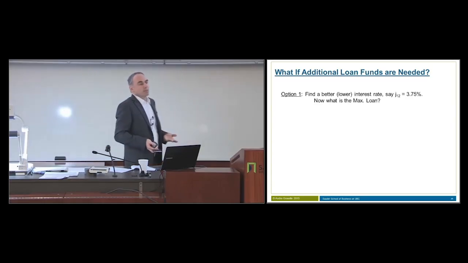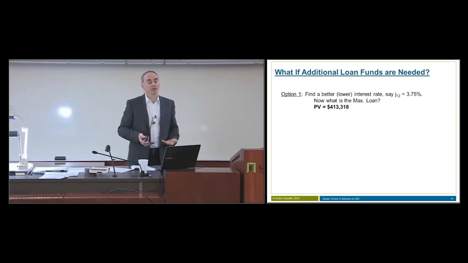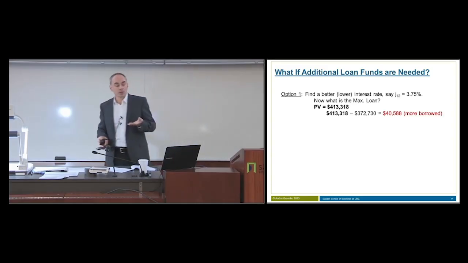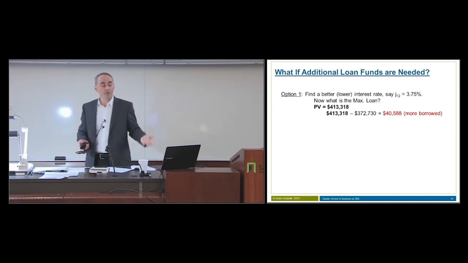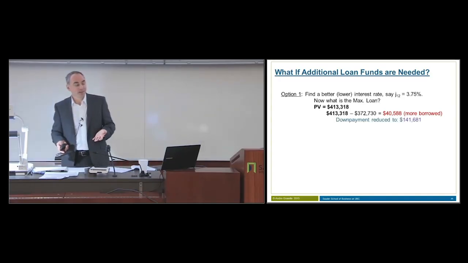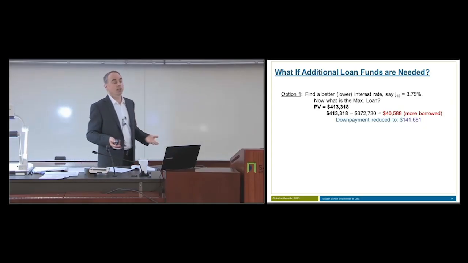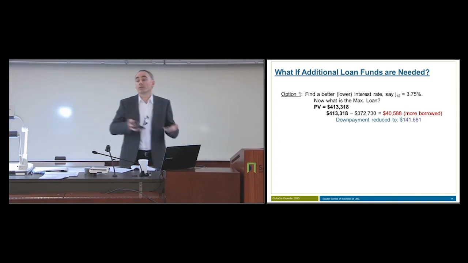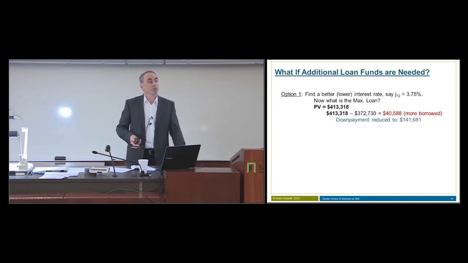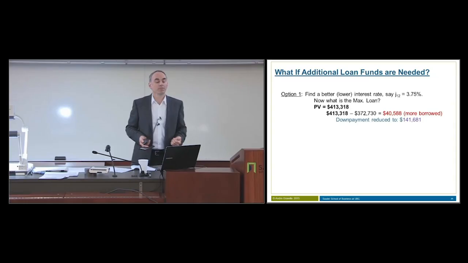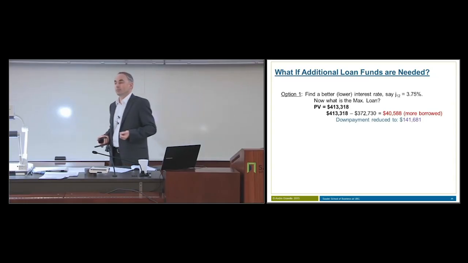Now what's the maximum loan? Well, if we use this new interest rate, calculated a new present value, the present value is now $413,000. So what that means is we could borrow another $40,000. So the down payment is reduced to about $141,000. So just by shopping around, finding cheaper money, which is what we did, we were able to borrow about $40,000 more. We dropped the amount of down payment we would need, about $141,000. Easy.